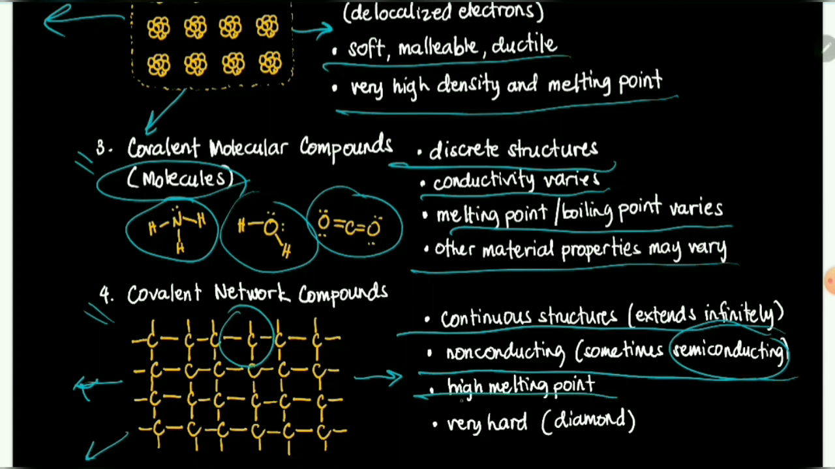Tapos meron silang matataas na melting point because of the continuous structure and the strong covalent bonds. Tapos they are very hard. They are very hard and their brittleness is less than that of the ionic compounds kasi hindi naman sila ganon ka-sensitive sa kanilang position. So pwede sila mag-break pero hindi sila nadudurog agad tulad ng mga ionic compounds.